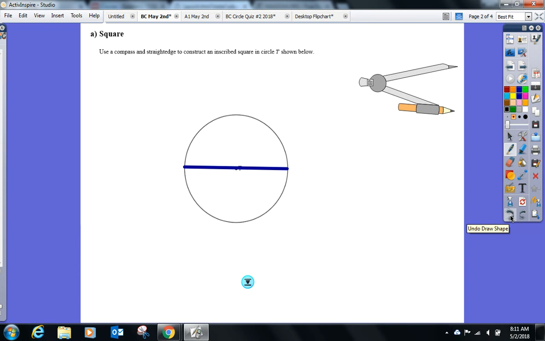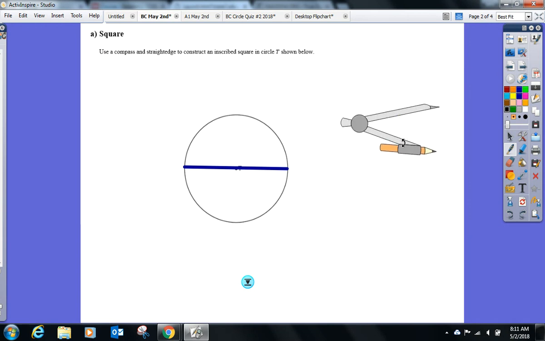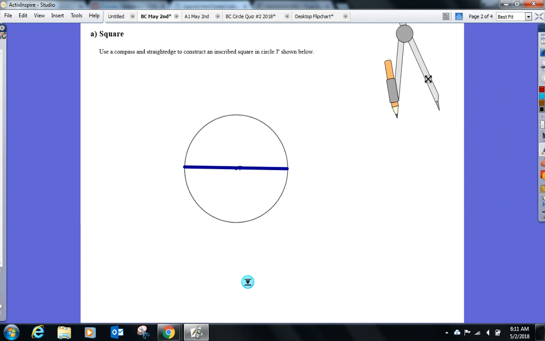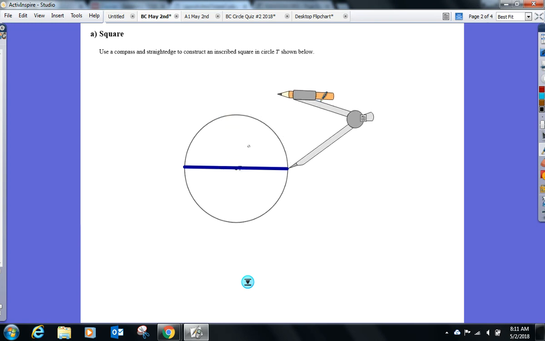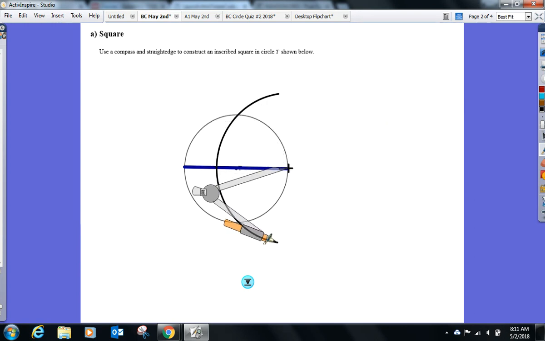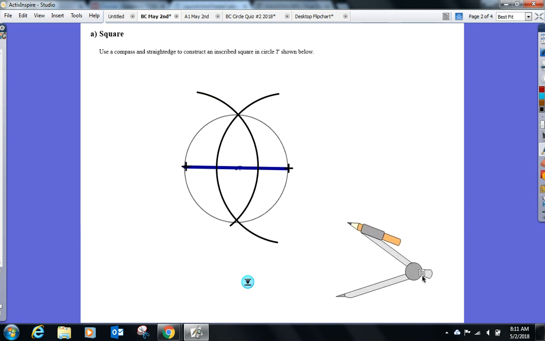Yep. So nothing new. A lot of these constructions we do this year are really based off of just 2 constructions, the perpendicular bisector and the perpendicular line. So open up your compass more than half the length of the diameter. Make a decent size arc. Keep the compass opening the same. Go to the other endpoint. And hopefully when you draw this line in, it should go through the center because you are drawing another diameter in.